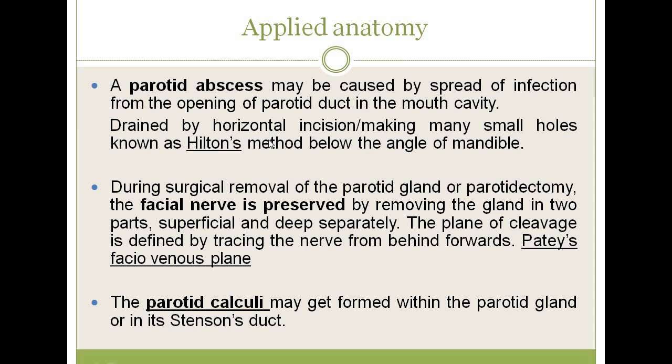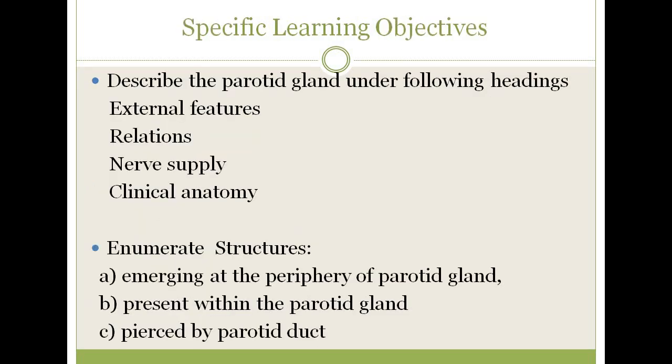The parotid abscess is drained by a method known as Hilton's method. In this, a horizontal incision is made and many small holes are taken below the angle of the mandible. During surgical removal of the parotid gland, or parotidectomy, the facial nerve is preserved by removing the gland in two parts, superficial and deep, separately, and the plane of cleavage is defined by tracing the nerve from behind forward. Parotid calculi may form within the parotid gland or in its Stenson's duct.